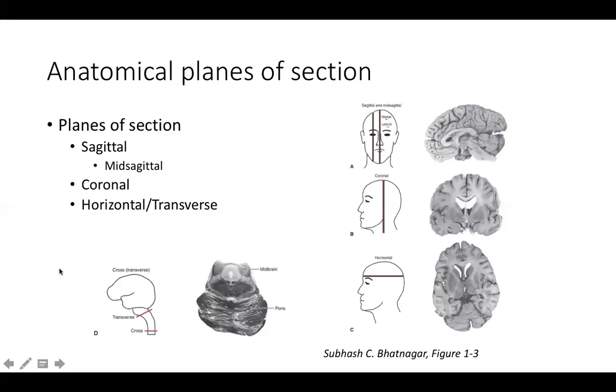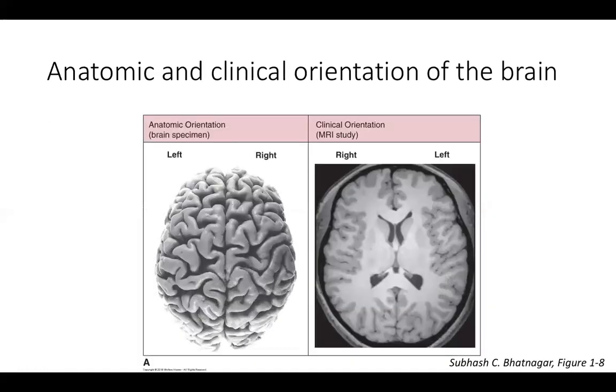What I've also included here is a transverse or cross section, which is another term for horizontal sectioning, the same type of thing. Here's an image of an anatomical brain as well as an MRI that shows us a clinical orientation of the brain. And here, now I'm going to use some of the terms that we learned.